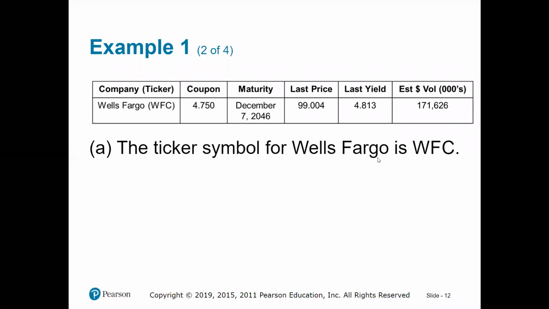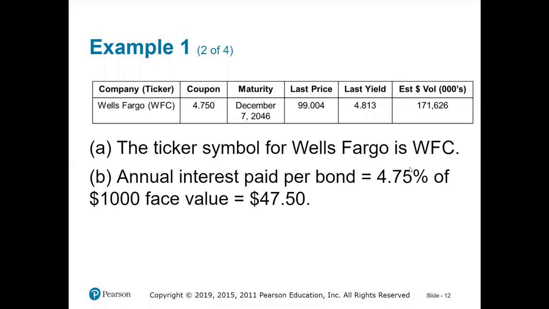I would not do anything with Wells Fargo if I were you guys. The ticker symbol for Wells Fargo is WFC. The annual interest paid per bond is 4.75% of the $1,000 face value, which is $47.50.